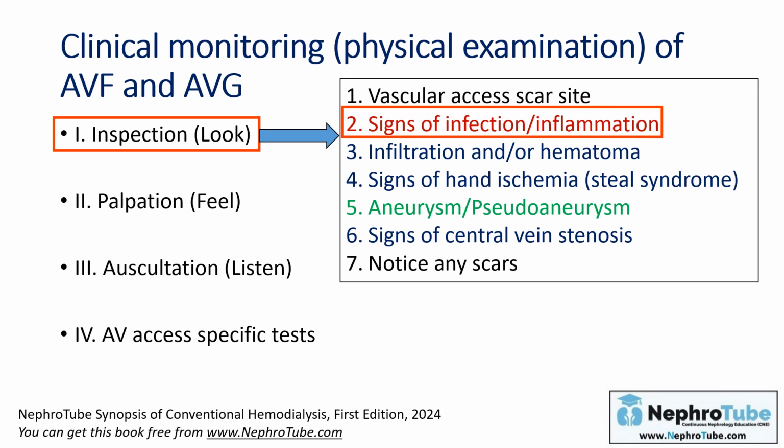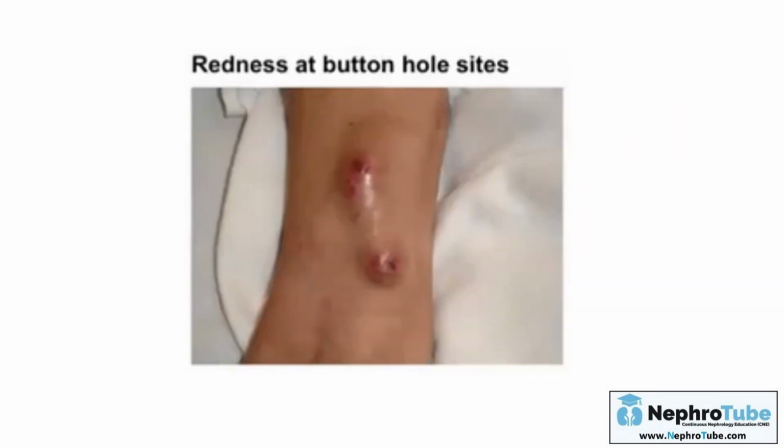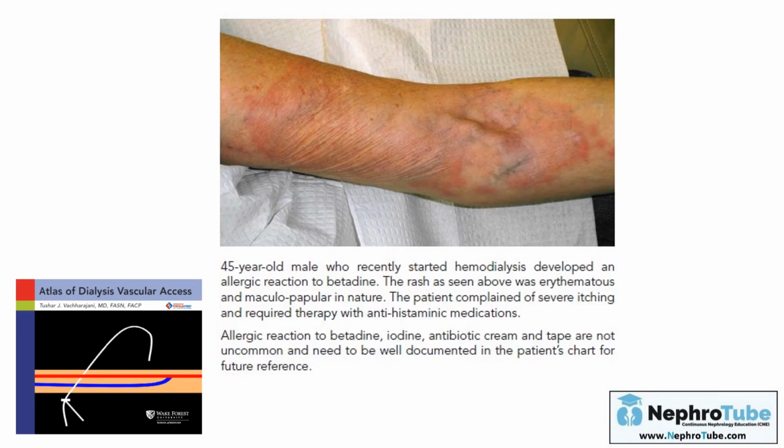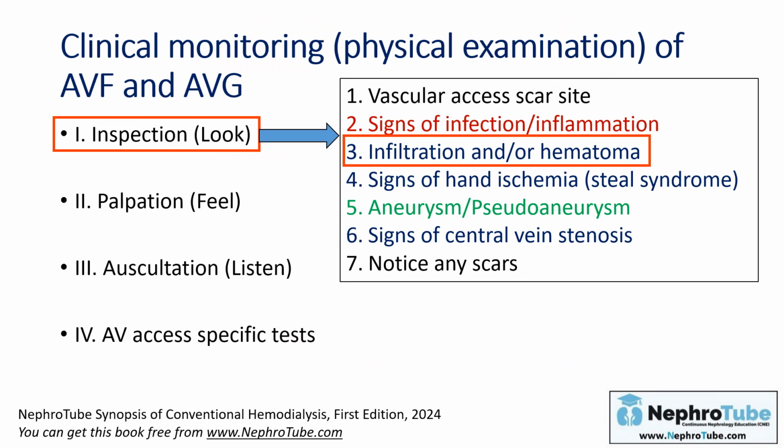Then you have to search for any signs of inflammation and infection. For example, if there is redness, hotness, drainage, induration, pus, or a skin rash, maybe due to allergic reaction secondary to use of betadine or antibiotic cream or any other locally administered material. And all of these signs of infection and inflammation can be associated with pain and or fever. Then you have to inspect for any signs of infiltration or hematoma.